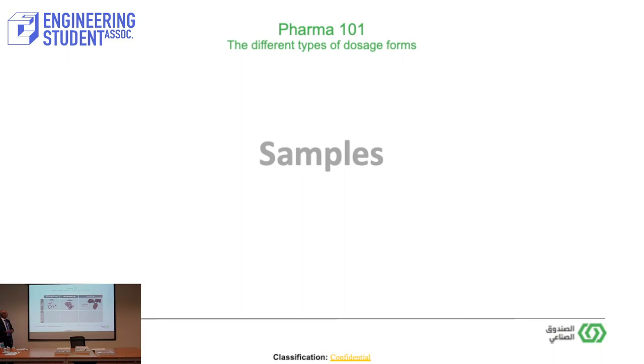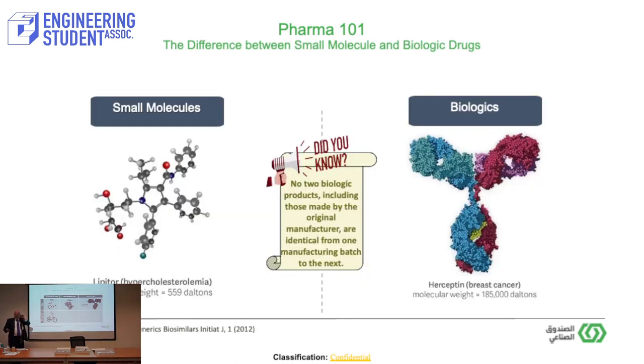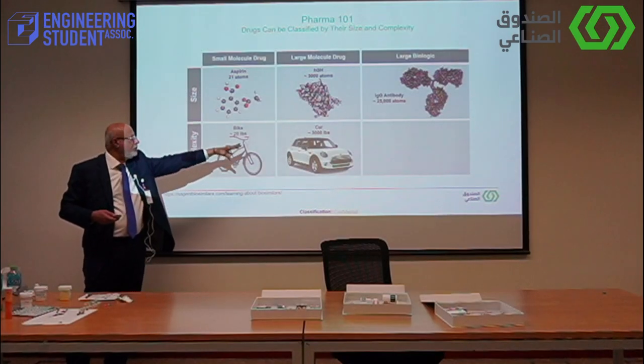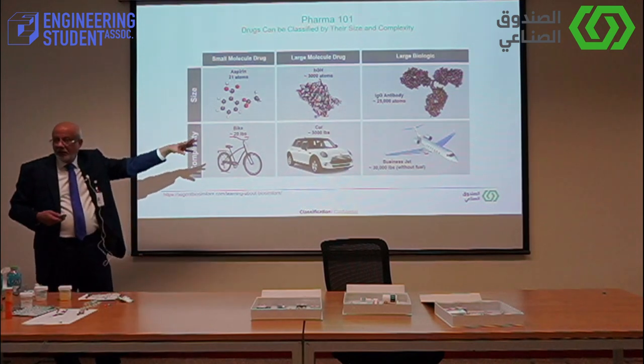Now we have the pharma classification. We have small molecule drugs, large molecule drugs, and large biologics. I'll have to go fast because we have taken much time on that. Aspirin, those small pills you had on your table, is like a bike in terms of complexity. Then you have higher molecular weight drugs, let's say atorvastatin, which would be like the car. And then you have the cancer drugs, those are the biologics.